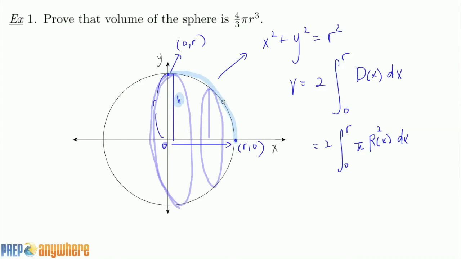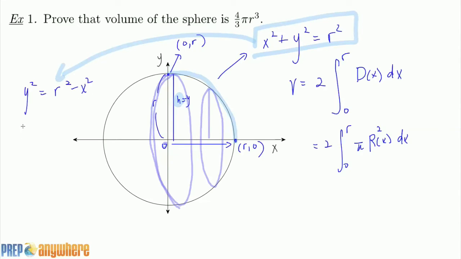Okay, so then from this equation, I know that height is the y value. So I'm going to isolate the y. It's going to be r squared minus x squared. So y is equal to the square root of r squared minus x squared. This is the height at every single given x value. Okay, so we're going to vary that x from 0 to r. When you plug it into this formula, we're going to get the height.